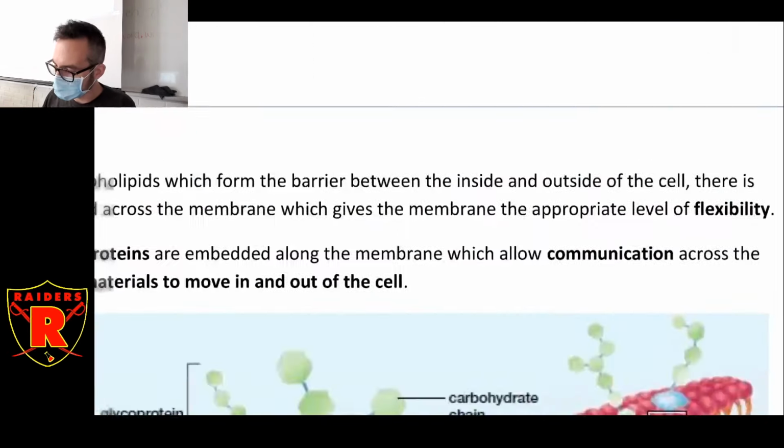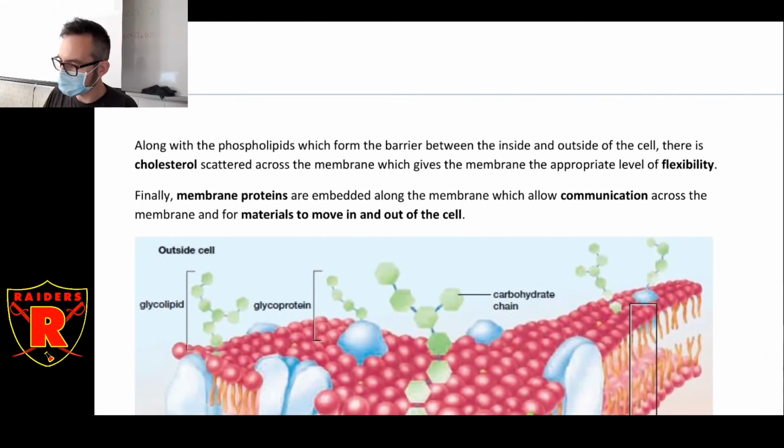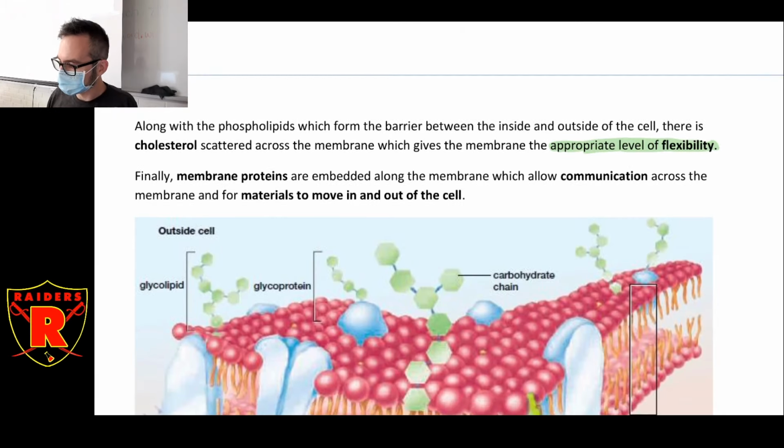So I think I wrote that on the next page here. Yeah, that's right. It causes an appropriate level of flexibility. It lets the cell membrane flex and bend around stuff. Especially important in animal cells. If you're a single cell organism, you need to have a really flexible cell or you'll just pop. So that's what the cholesterol does.